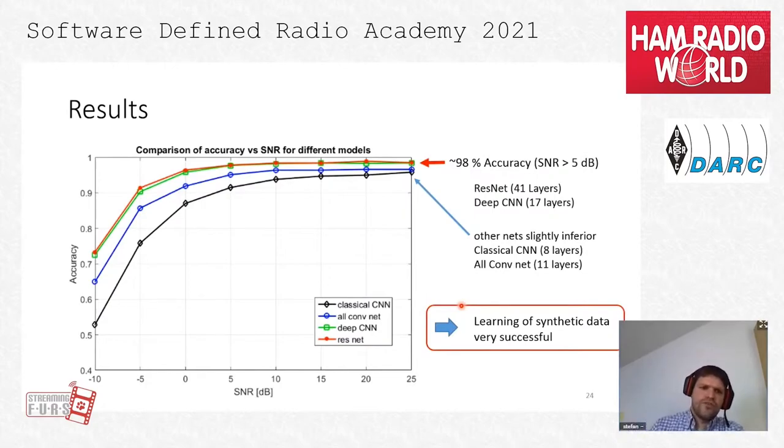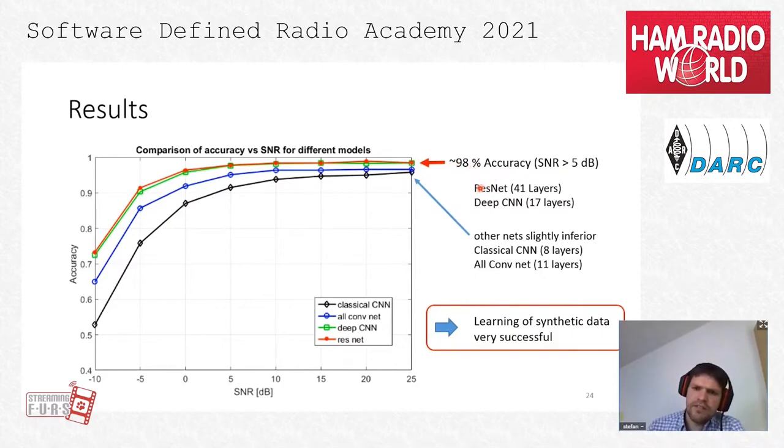Here are the results of the accuracy over SNR. So SNR you can see here on the x-axis. On the y-axis, we have again accuracy. An accuracy of 1 means it can perfectly classify every signal. And the first thing we see is that classification performance is dependent on SNR. So for very low SNR, the network is not working as well as it is with high SNR values. But for high SNR values, you can see that an accuracy of 98% can be obtained.